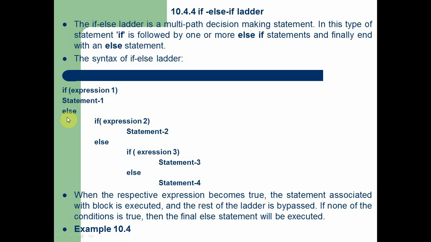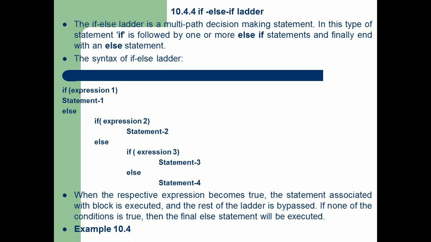When the expression is false, the if statement goes for else, and here you can see there is another if with expression 2. If expression 2 is true, then statement 2 is executed, else it goes for the else part of the second expression. In the same way there is another if statement with expression 3, and statement 3 will execute if expression 3 is true, otherwise it goes for the else part of expression 3 and executes statement 4. So this is just like a ladder. Here you can see step 1, step 2, step 3, step 4, step 5. That's why this type of if else is called an if else ladder.